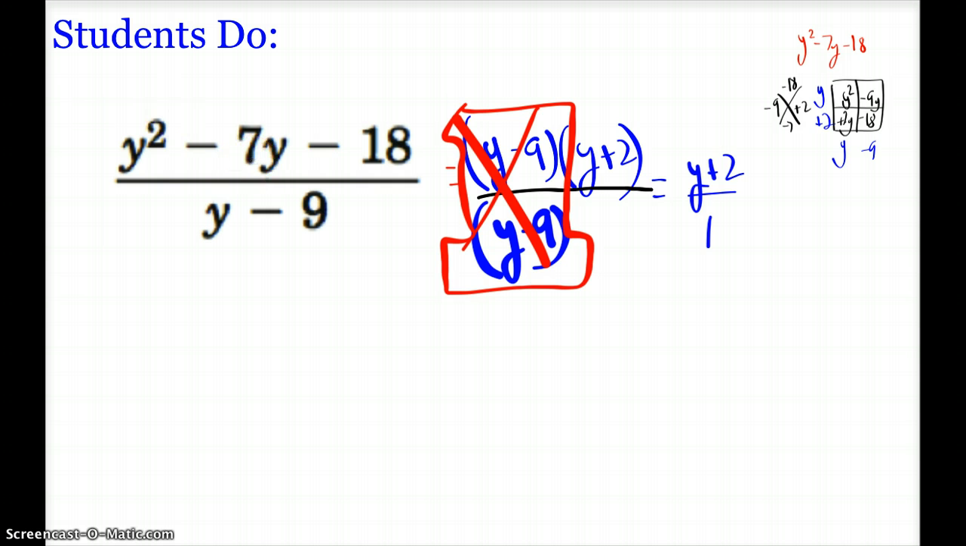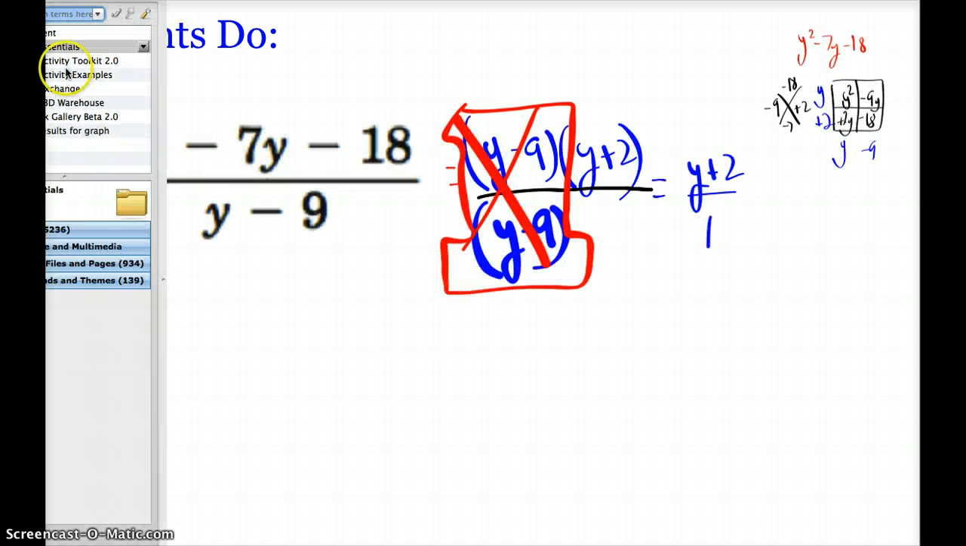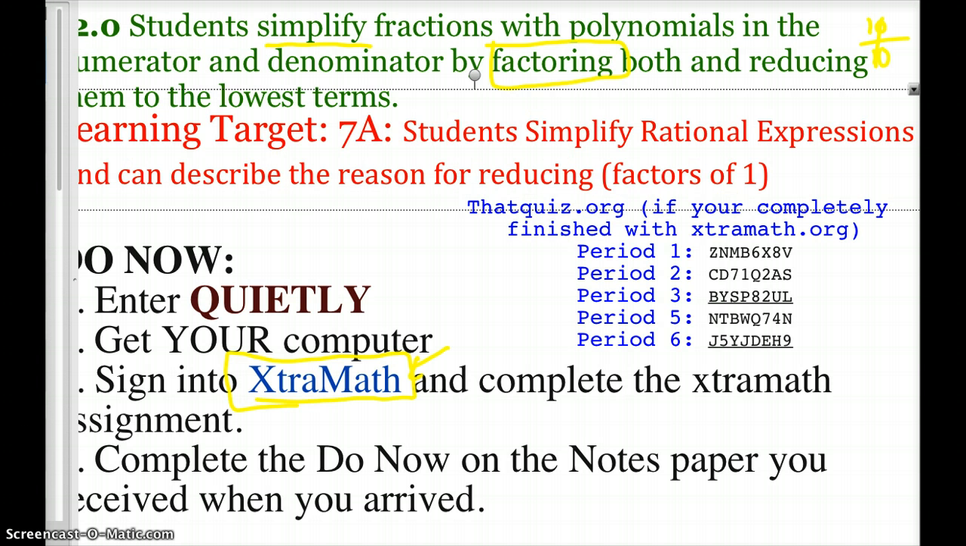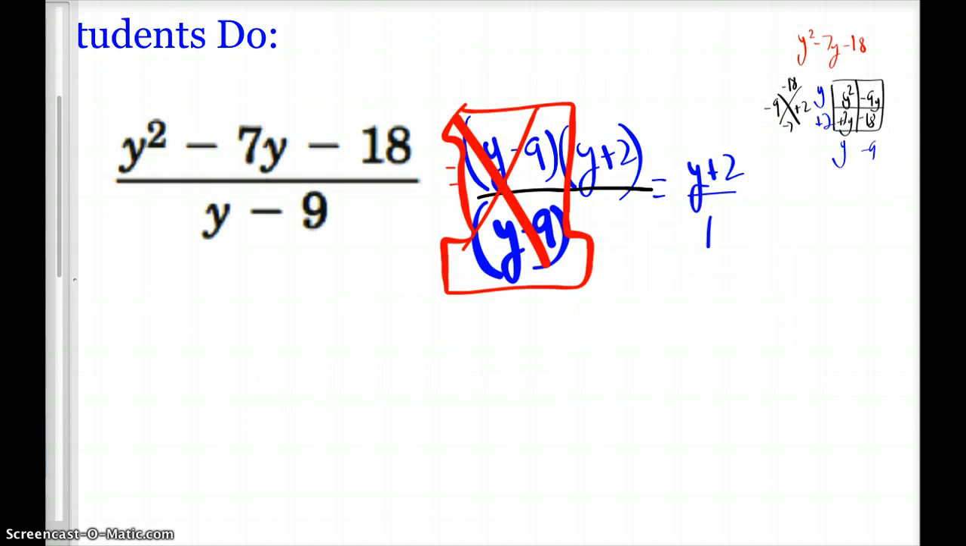Okay, now let's quickly go back to our objective. It says our objective here is the reason for reducing factors of 1. That's what you have to be able to explain. Why do we cross things out? And the reason is because they turn into a gigantic 1. Okay, that's what you need to be able to explain.